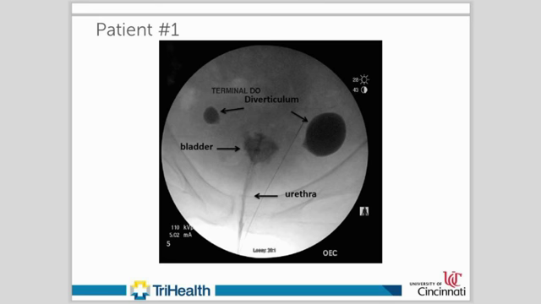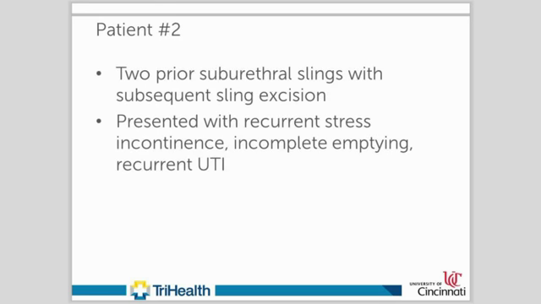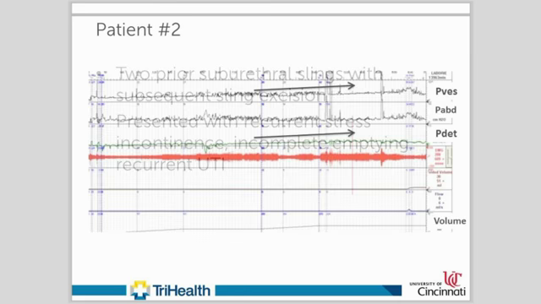As seen in this post-void image, contrast remaining in the bladder diverticula may be confused with elevated post-void residual in patients with bladder diverticula. Patient number 2 has a complex history including 2 prior suburethral slings with subsequent sling excisions. She presented to our institution with recurrent stress urinary incontinence, incomplete bladder emptying, and recurrent urinary tract infections.